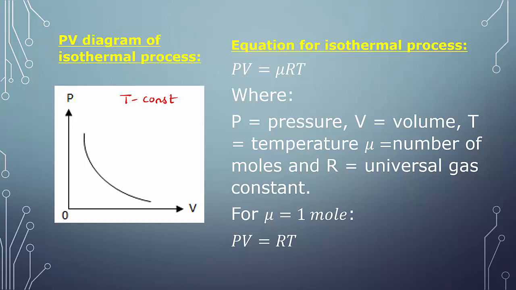Then what equations are we using in isothermal process? We are using the perfect gas equation, PV equal to mu RT. What is P here? P is pressure, V is volume, T is temperature, mu is number of moles, and R is universal gas constant. For 1 mole of gas, mu equal to 1. So the equation becomes PV equal to RT. So this perfect gas equation we can use in isothermal process. Is it clear? Explanation of isothermal process: conditions, PV diagram, equations.